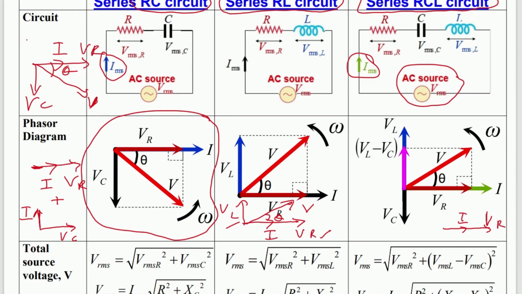Okay, the phasor diagram for the pure capacitor: current leads voltage. So this is the VC. And then for the pure inductor, voltage leads current. So this is the VL. Can you see? So this is the phasor diagram for the pure capacitor.